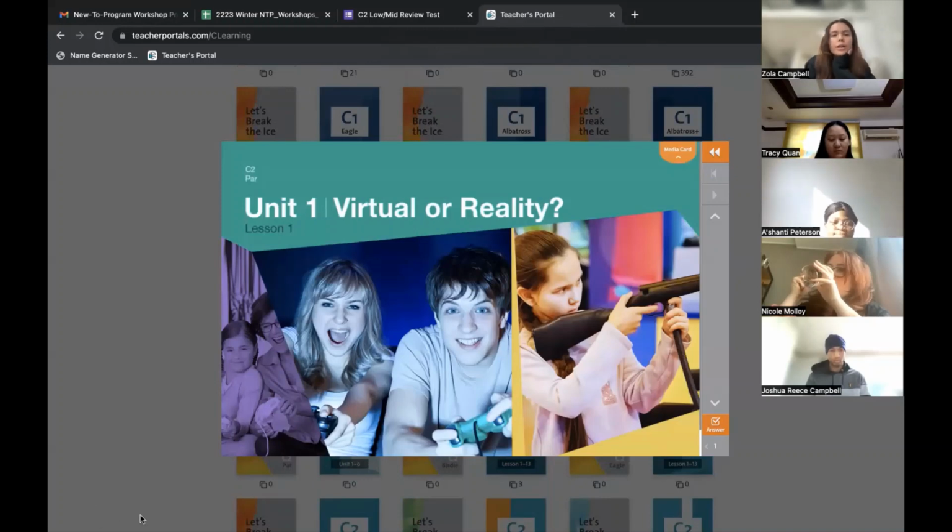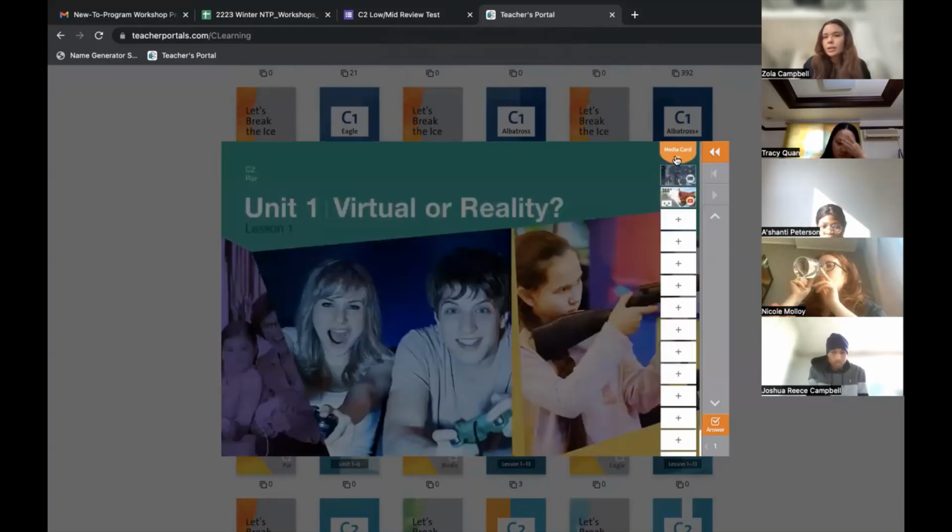So for Unit 1, the topic for C2 PAR is virtual or reality. So it's basically talking about video games. Are they beneficial for students? You'll see as we go through. The cover page is the same as C1. You're basically just introducing the topic, okay?